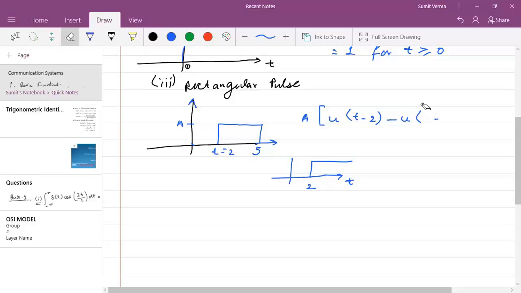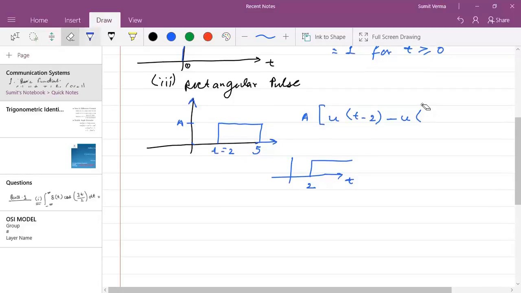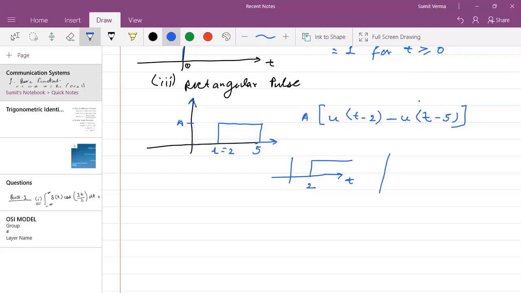So this becomes minus u(t minus 5). u(t minus 5) is a similar function starting at t equals 5 seconds. If I subtract these two signals, I will get this rectangular pulse. Similarly, we can also have a triangular pulse, which you can define in terms of slope. As we define this rectangular pulse in terms of a value, we can define the triangular pulse in terms of slope.